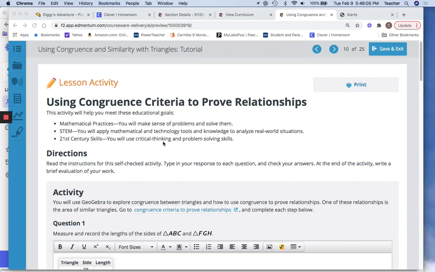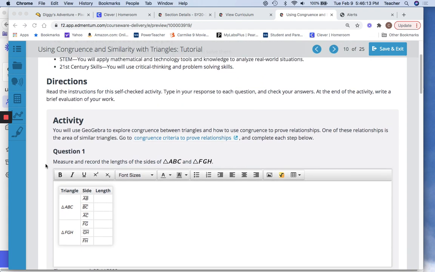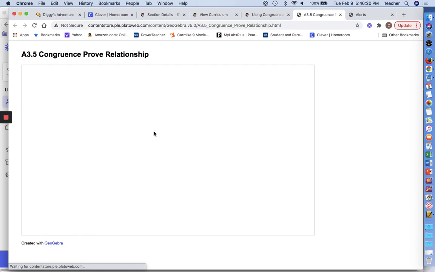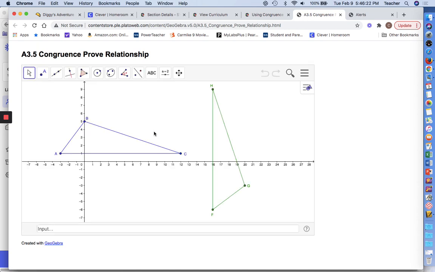All right, you guys, so we are still in our using congruence and similarity with triangles. This is slide number 10. We use GeoGebra to explore. Click on our congruence criteria to prove relationship GeoGebra activity.